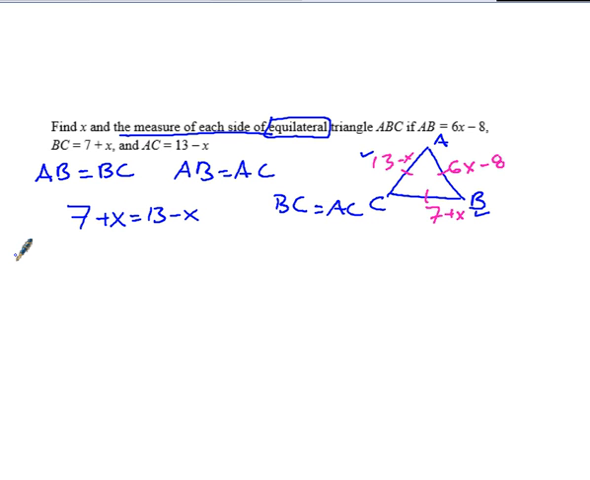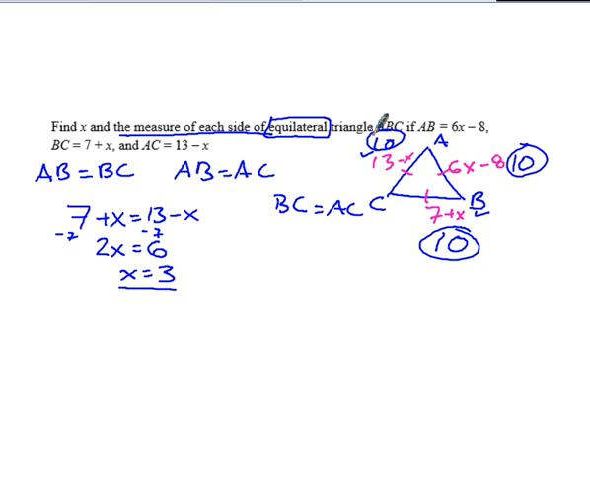And now I'm just going to solve for x here. So add x to both sides, you get 2x, subtract 7 from both sides. 13 minus 7 is 6. And when we solve for x, we get that x is equal to 3. And now we have to substitute 3 back in to find the measure of the sides. So 7 plus 3 is equal to 10. And if everything went accordingly, everything else should be 10. And if you go back and check, you'll see that it does.